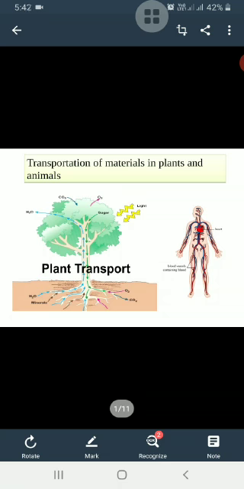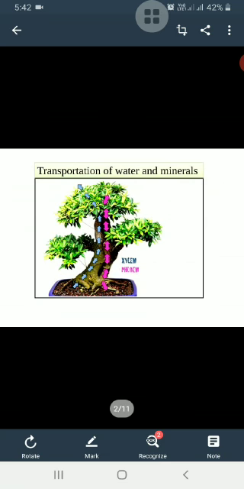Most plants have a well-developed transport system that is known as the vascular system. It is composed of specialized tissue known as vascular tissues. There are two types of vascular tissues, xylem and phloem. The cells of xylem are joined end to end, forming long tubes which extend from the tip of the roots to the tip of the leaves. And xylem transports water and minerals upward from the roots.